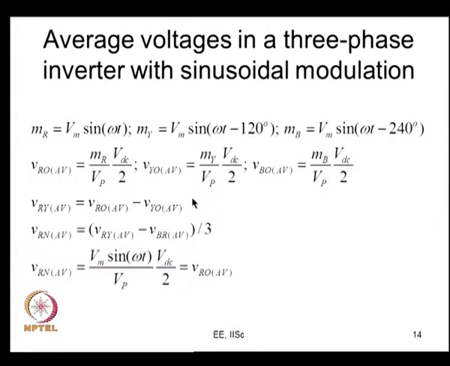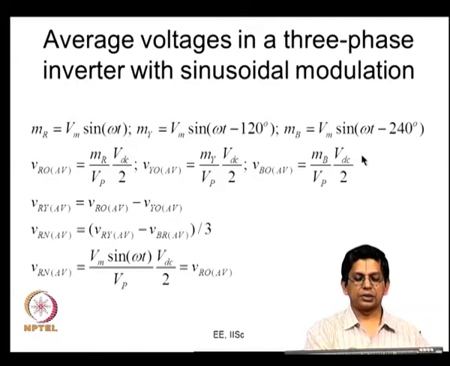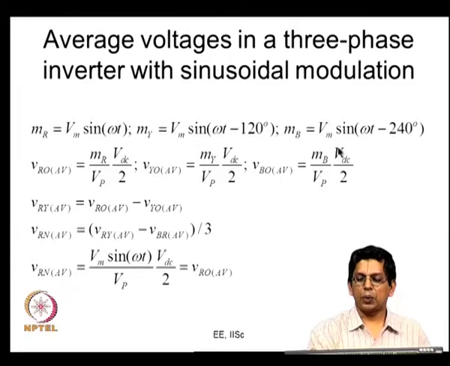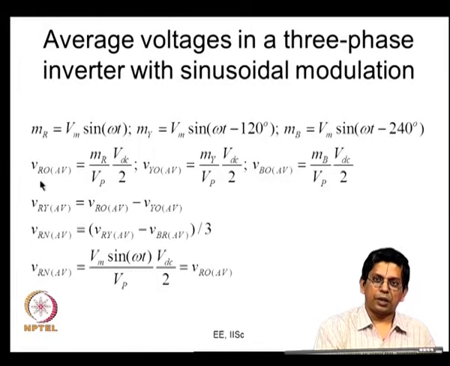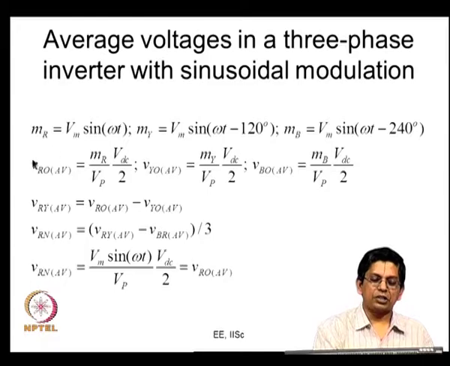So, let us look at it like this. Now, it depends on the sinusoidal modulating signals. This is Vm sin omega t, Vm sin omega t minus 120, Vm sin omega t minus 240. So, these are average voltages which we have seen before. This is the average pole voltage. R is the midpoint of the leg, O is the DC midpoint, VRO is what we call the pole voltage, VRO average is the average pole voltage. The pole voltage has been averaged over a sub cycle or a half carrier cycle, and what is that equal to? It is equal to MR by Vp times VDC by 2. If MR is equal to Vp, you can see it is VDC by 2. If MR is equal to minus Vp, you can see it is minus VDC by 2. So, this can go between plus VDC by 2 and minus VDC by 2.